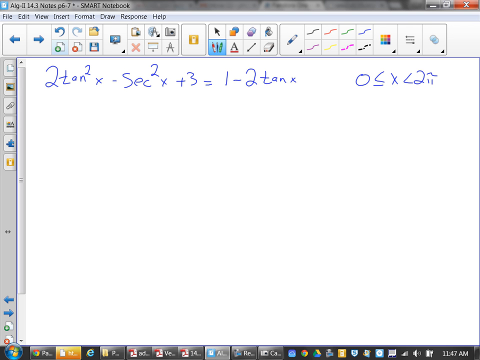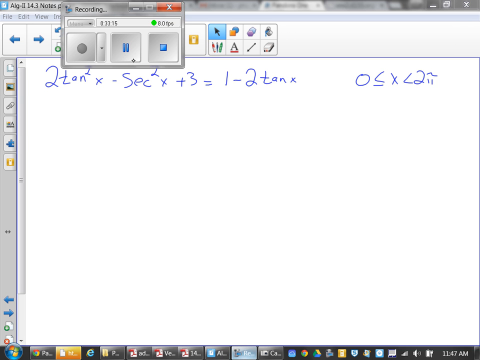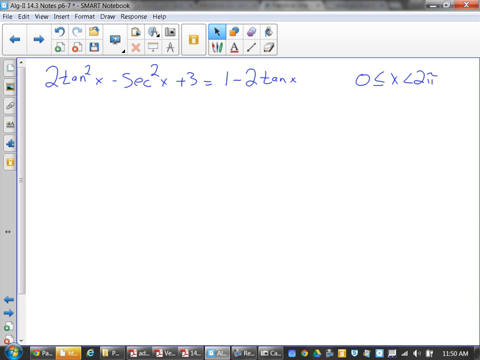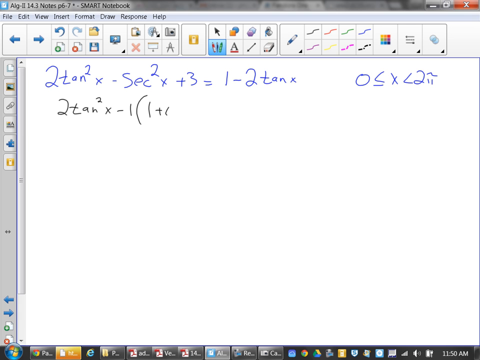You have to write the equation in terms of tangent. Take a minute and try it. Assuming you guys rewrote secant squared as 1 plus tangent squared. Now, here's the thing I hope you didn't forget: distribute the negative. You have to distribute the negative 1 to both parts. If you don't do that, you'll screw it all up.